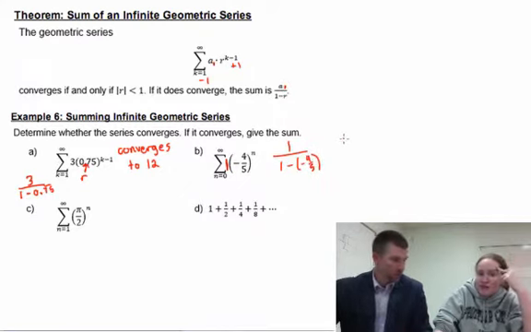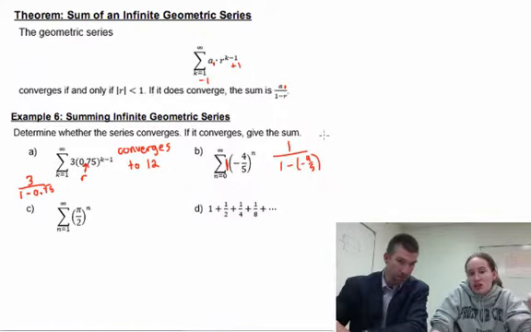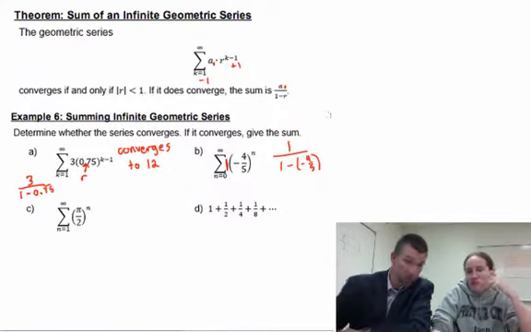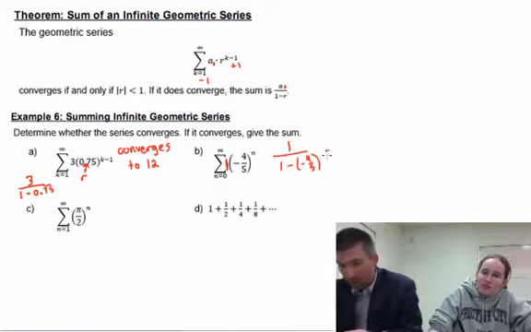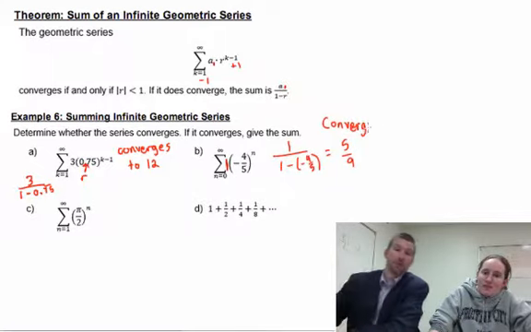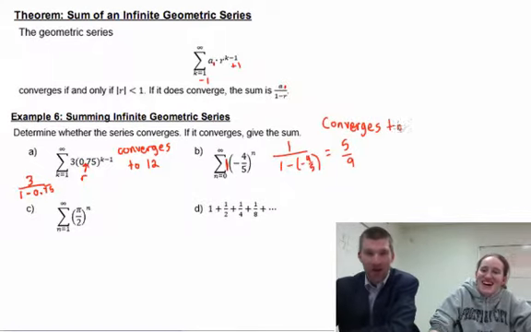We could also find the first term, right? We could just put 0 in for n. Oh, you could, yeah. And then that'd be 1. Yeah, that's true. So 1 divided by 1 minus negative 4/5, 5/9.